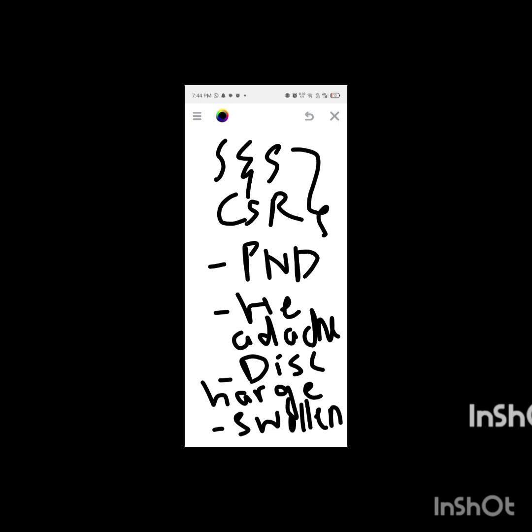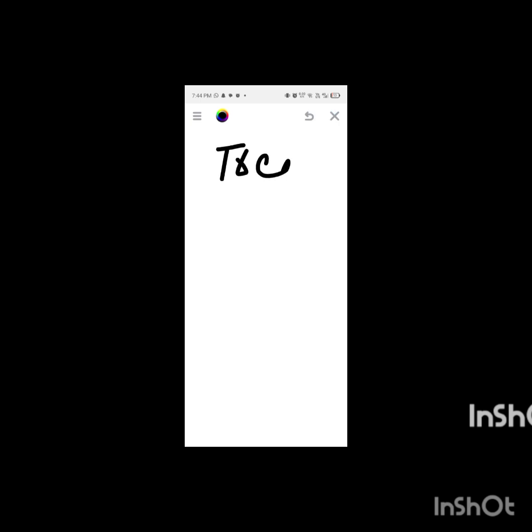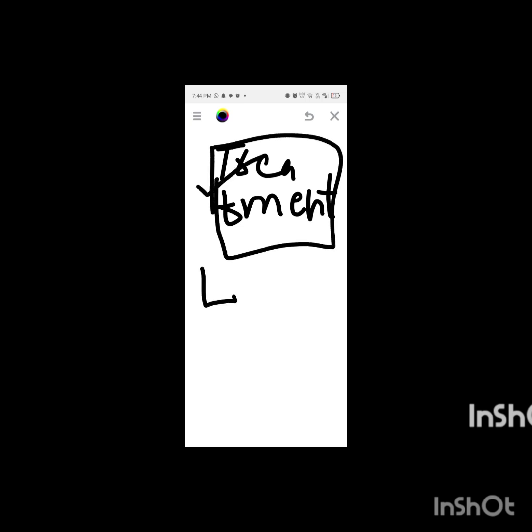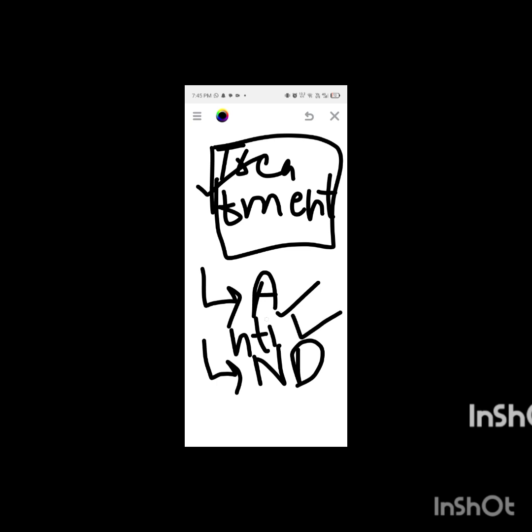Then we will discuss about the treatment of the chronic simple rhinitis. Okay, brainstorm and tell me what is going to be the treatment of the chronic simple rhinitis. Obviously, it is due to bacterial infection. We give the antibiotics. Then we give nasal decongestants, pseudoephedrine, etc. Then alkaline solutions.